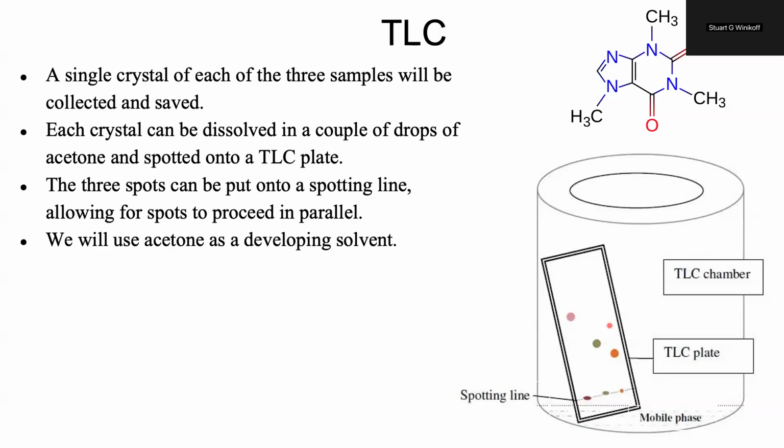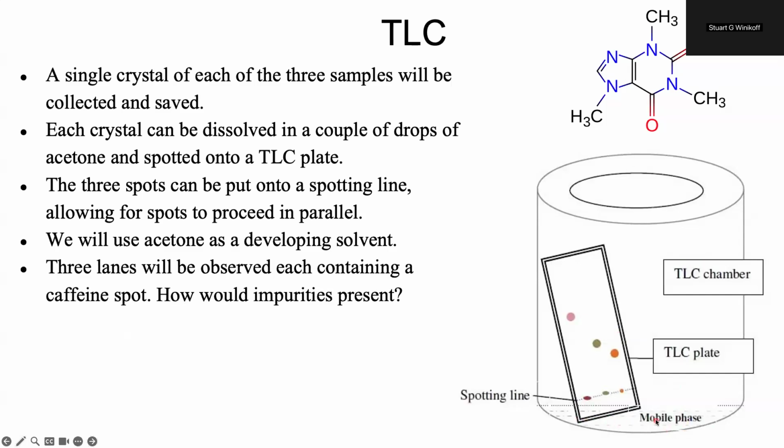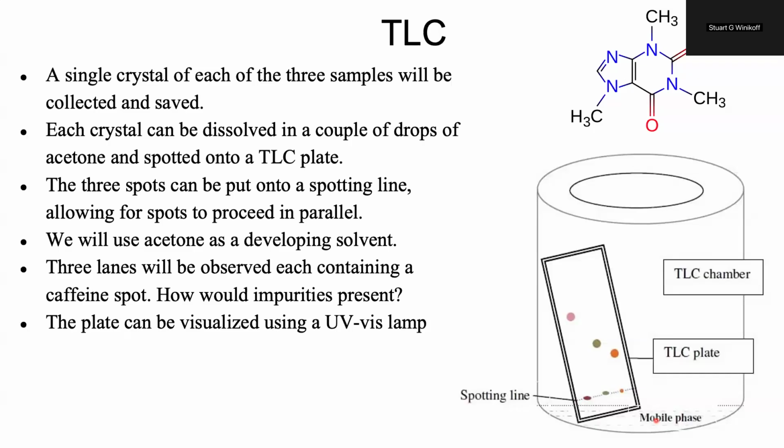So we're going to end up using acetone as our developing solvent, or again, our mobile phase. But one of the things I want you to keep in mind, these 3 lanes should all contain at least 1 spot of caffeine. And all those spots should be all in a row because they should all have the same RFs. But when you think about what impurities would look like, would they change the spot? Would they add more spots? Would I add fewer? What would we expect to happen?